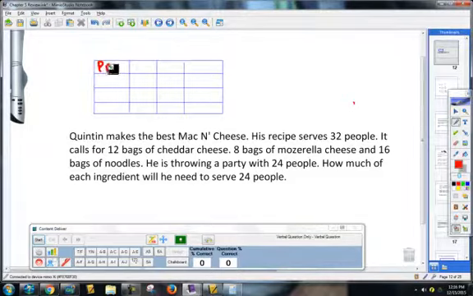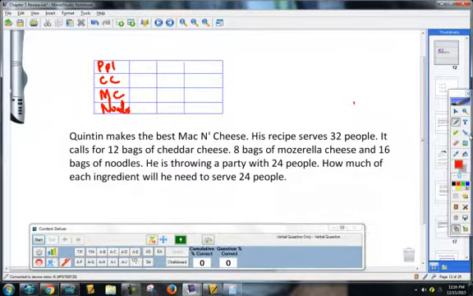This is going to be people. And then this is going to be cheddar cheese. It calls for 12 bags of cheddar cheese, 8 bags of mozzarella cheese, and 16 bags of noodles. So we'll just put noodles there. Okay, so we have our labels in there.